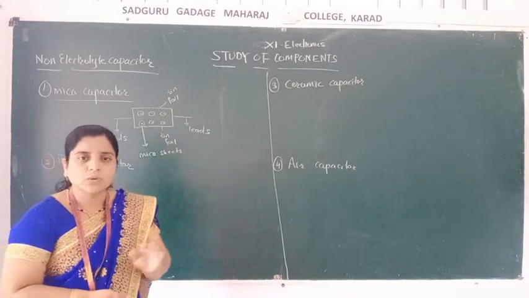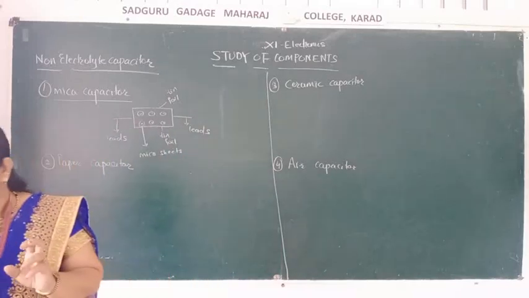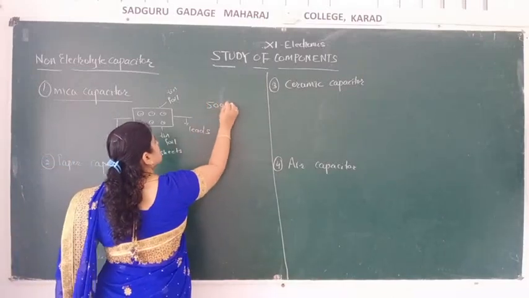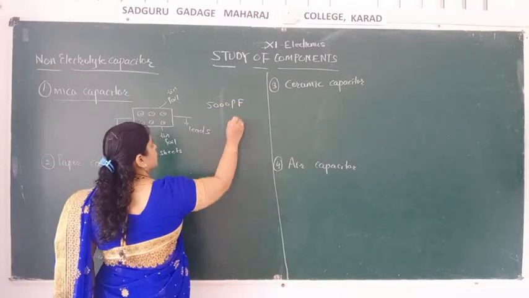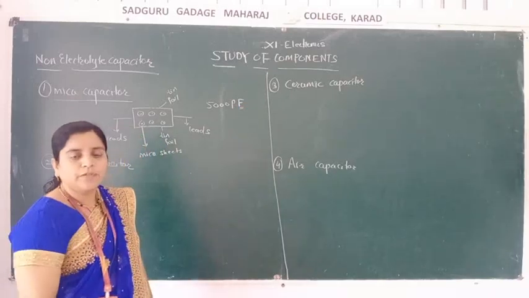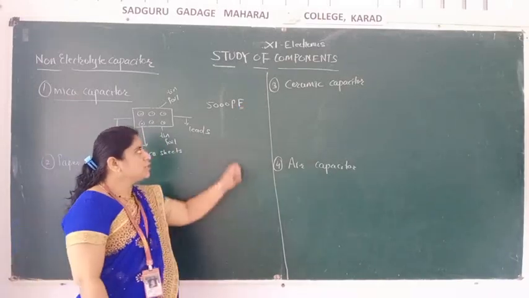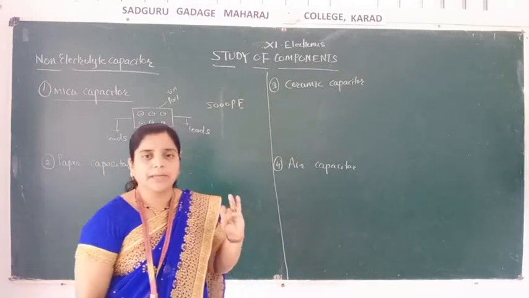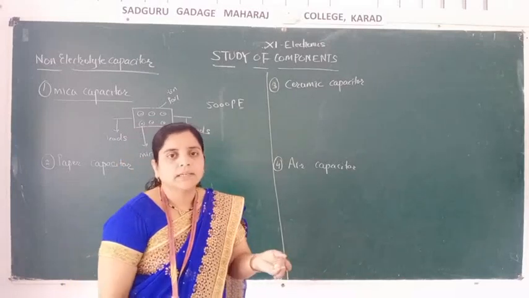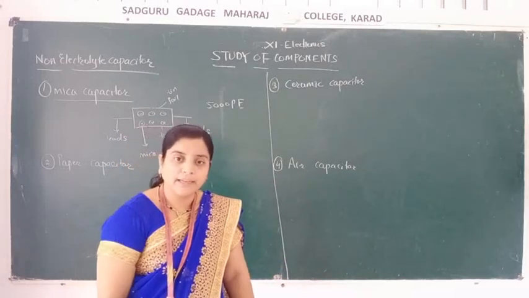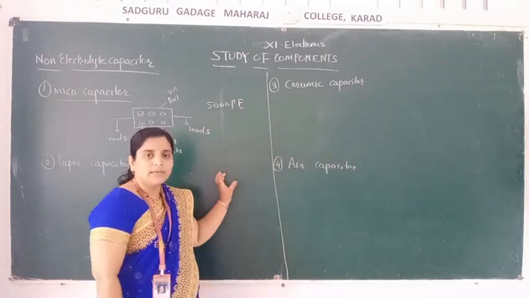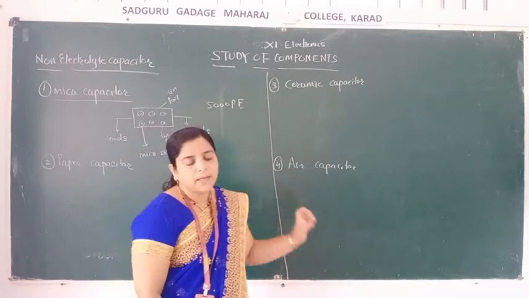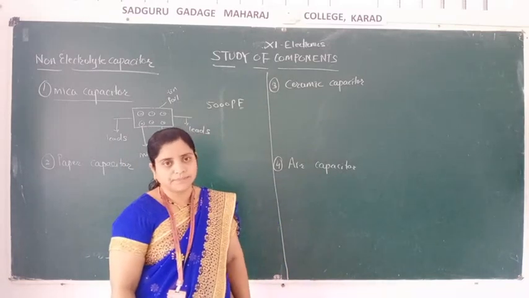Okay, so what is the range of the mica capacitor? It is up to 5000 picofarad. What is the farad? It is the unit of capacitance. I have told you the units. Capacitance is measured in farad, resistance in ohm, and inductance in henry. Each component has its unit, just like current is measured in ampere and voltage in volt.